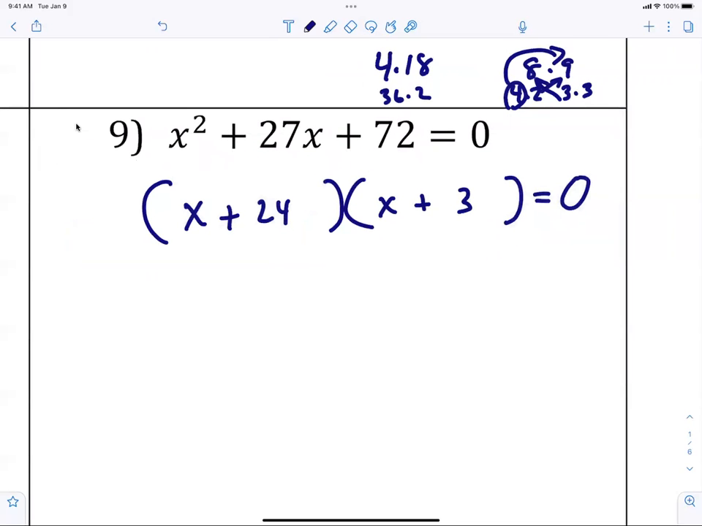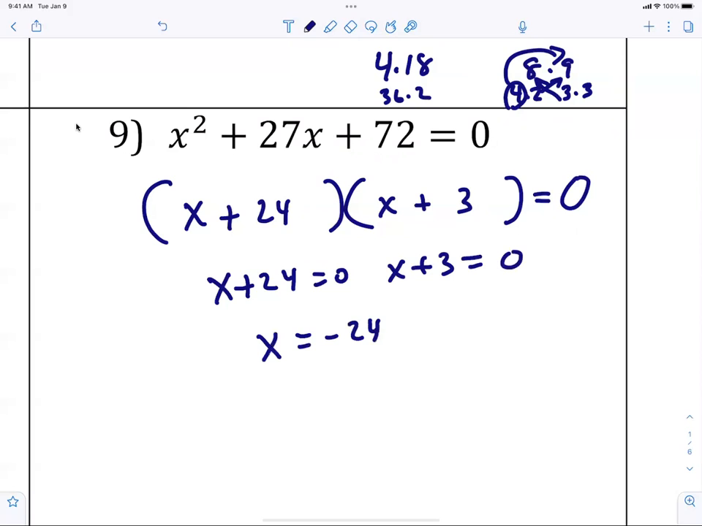Now, notice I hate writing this out because I can look at that and tell you what the answer is. But still, I'm going to do it. x plus 24 equals 0. x plus 3 equals 0. So x can be -24 or x could be -3.